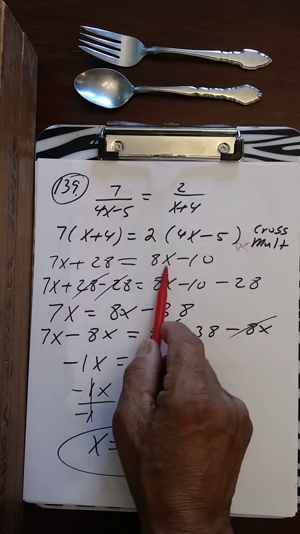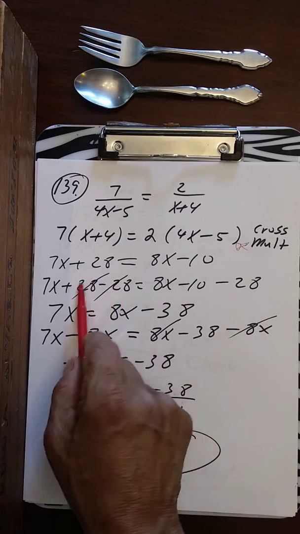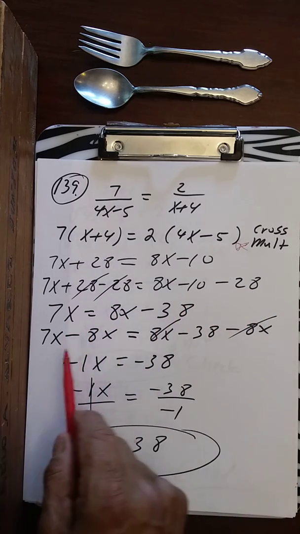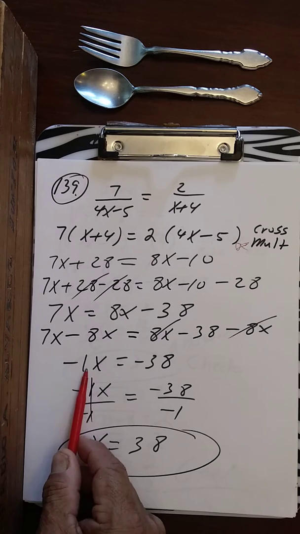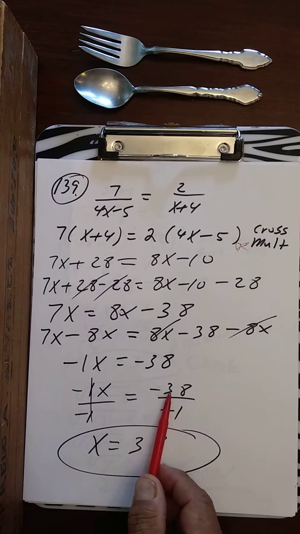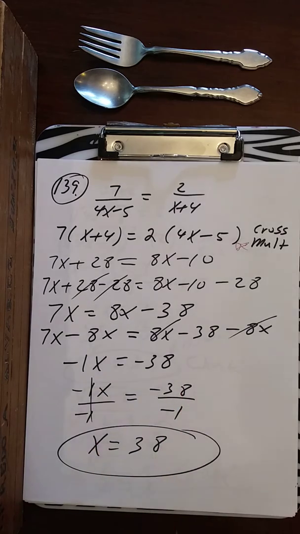7x plus 28 equals 8x minus 10. So now 28 minus 28, these are gone. So we have 7x equals 8x minus 38. 7x minus 8x is negative 1x equals negative 38. Divide by negative 1, divide by negative 1. So we have x equals a negative by a negative is a positive 38.